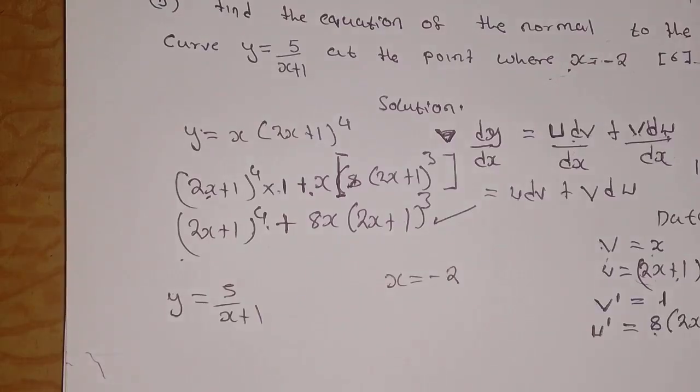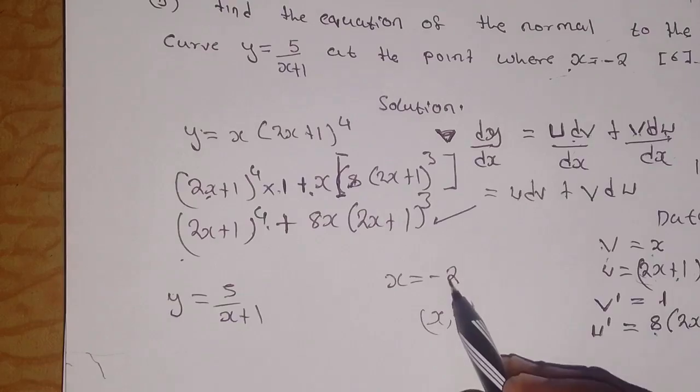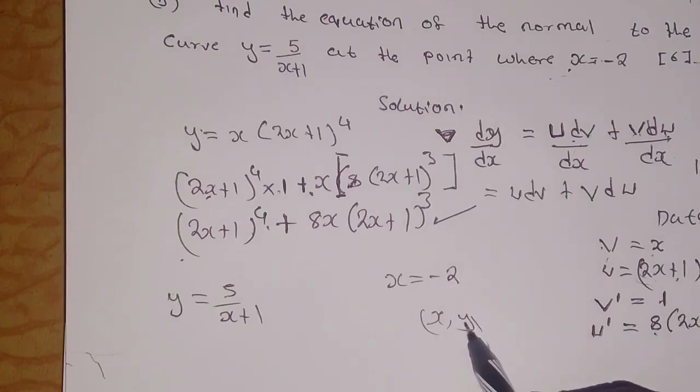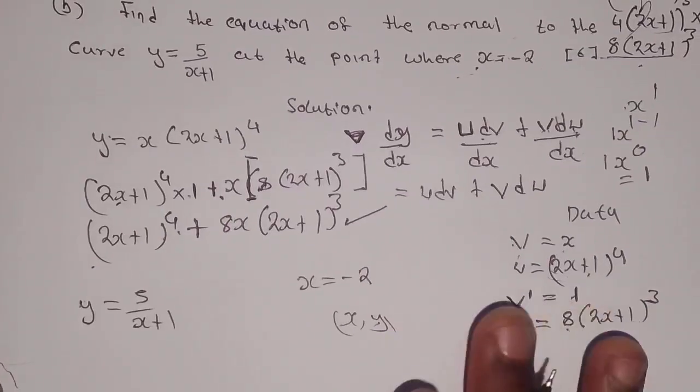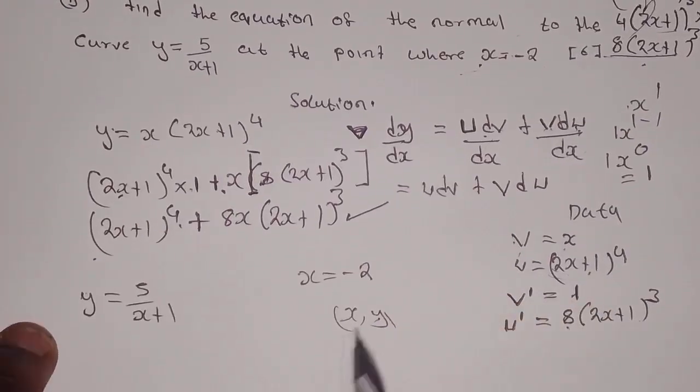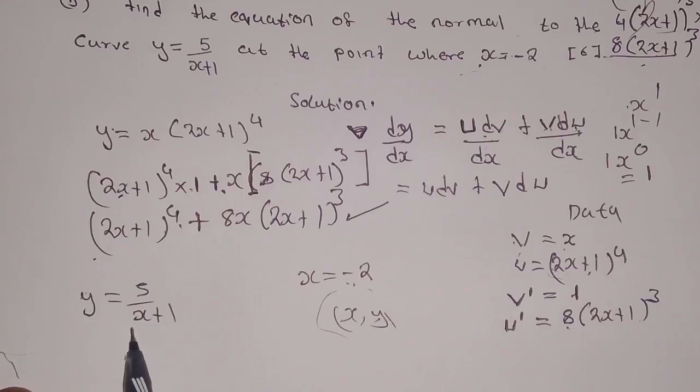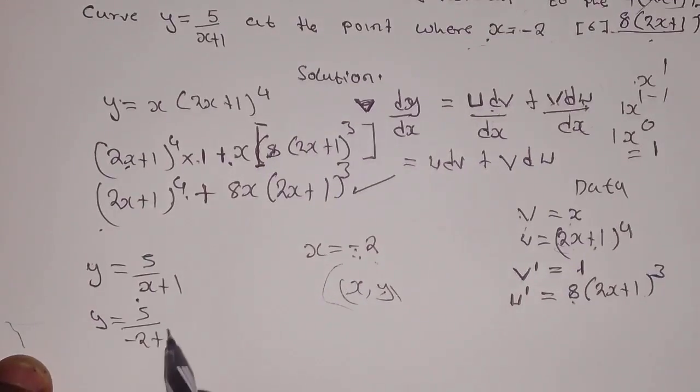So for you to find the equation, you need to have a coordinate, and coordinates are written in the form x, y. So we have our value for x, which is -2, but we don't have y. So we need to find our y. For us to find our y, we just need to replace this value of x in this equation. So y is equal to 5, where there's x, we replace with -2 plus 1, hence y is equal to 5 over -1.